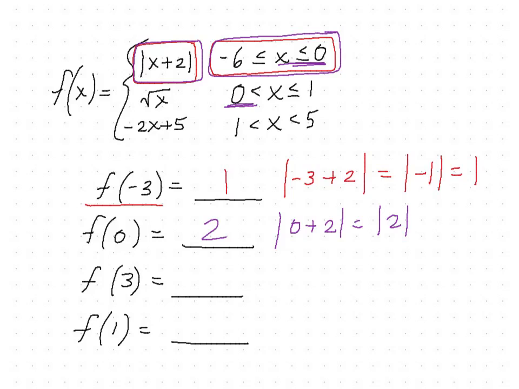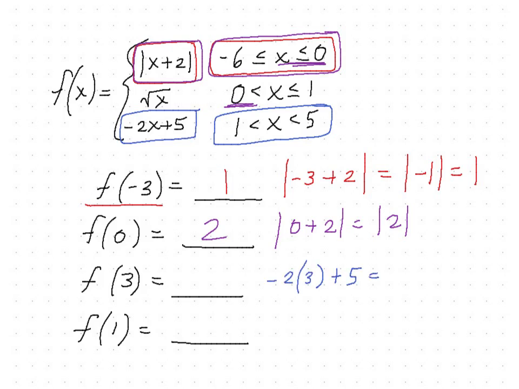Alright, and then f of 3. Ask yourself, where does 3 fall on these domain pieces? Hopefully you're thinking between 1 and 5, so we'll plug into this function. Alright, so negative 2 times 3 would be negative 6, plus 5 is negative 1.